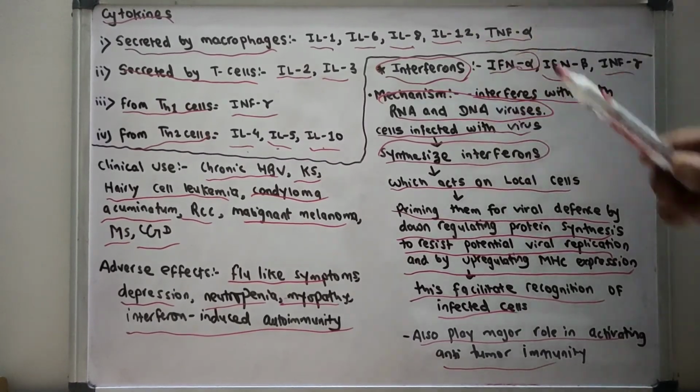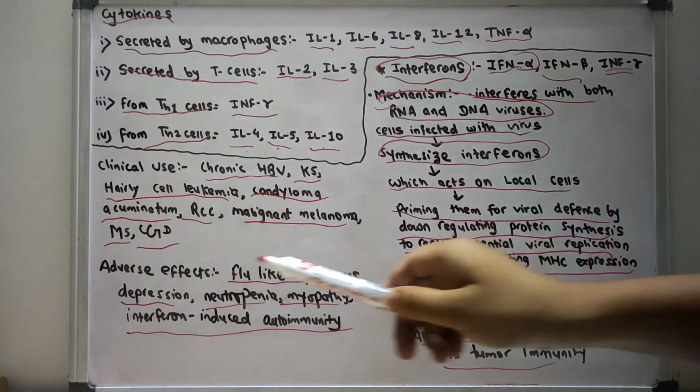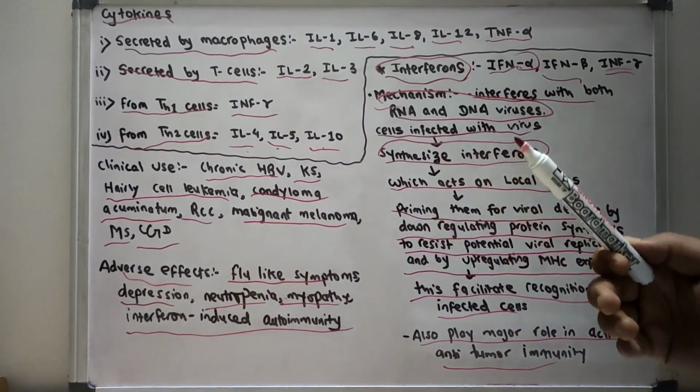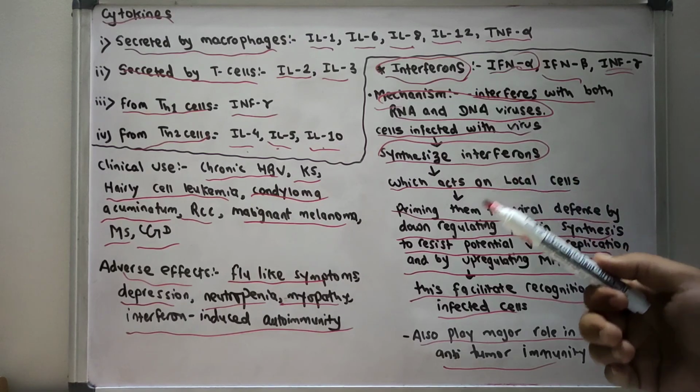And we also discussed the various interferons like interferon alpha, interferon beta, and interferon gamma. We discussed their mechanism, how they facilitate the immune response, and their various clinical uses and adverse effects. So I hope you understood this topic of cytokines and interferon. Thank you.